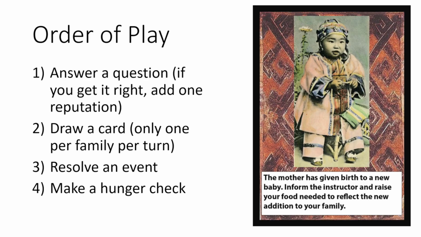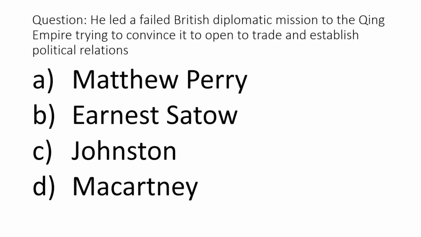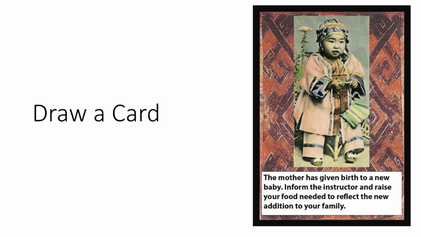And like I said, I'll try and pause briefly to give the instructor time to pause the video at different moments. So we'll start off with our question. He led a failed British diplomatic mission to the Qing Empire, trying to convince it to open to trade and establish political relations. Was it A, Matthew Perry, B, Ernest Satow, C, Johnston, or D, McCartney? And the answer in 3, 2, 1 was McCartney.